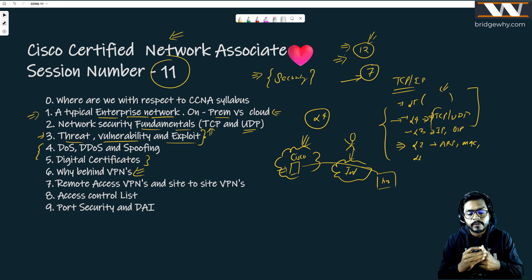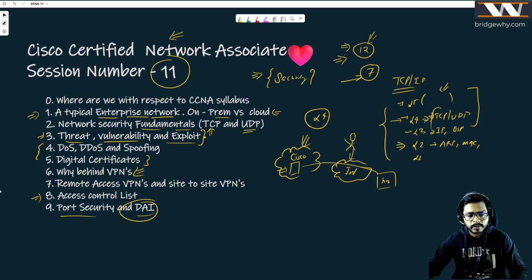We use these VPNs every day, right? But we are going to talk about some of their nitty-gritties in terms of remote access VPN and site-to-site VPNs. Again, normal terms. Do not worry about the terms, because once we get the concept behind them, these terms are going to make more sense. We are going to talk about access control lists, if time permits, port security, and DAI. What is that? We will let you know. So this is the whole agenda of today's session.